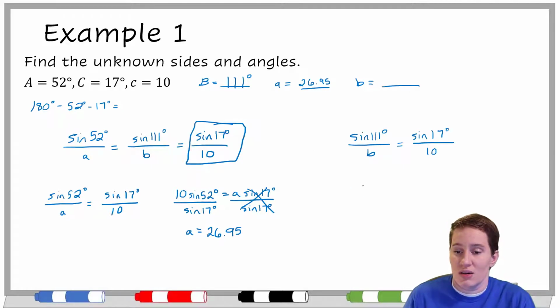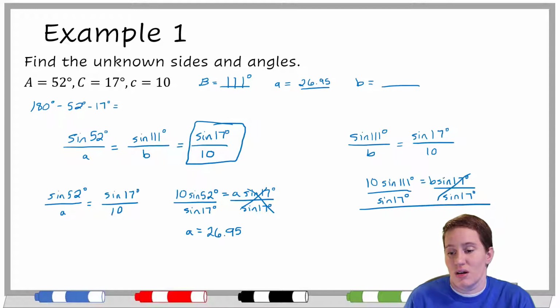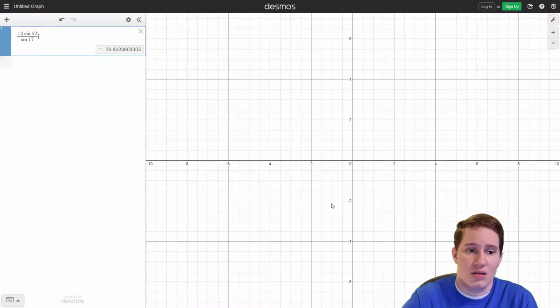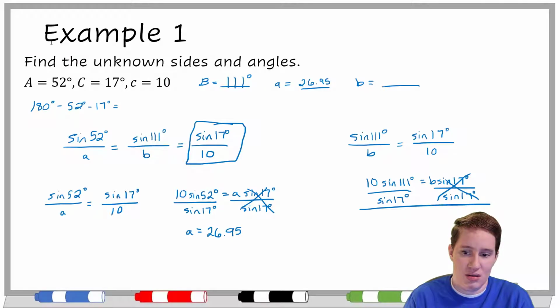Okay, now we cross multiply. And divide by this sine 17. You should notice, pretty much like almost anything with math, there should end up being some repetition here, so that while the first few problems you do might feel like they take a while, at some point they should start feeling quicker. So, which is 31.93.